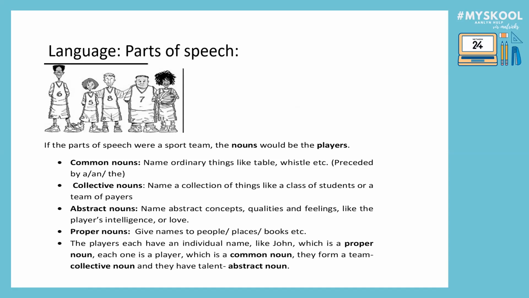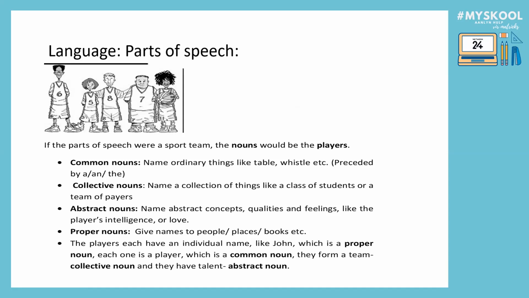Collective nouns name a collection of things, like a class of students or a team of players. Like a school of fish, a class of students. And they are always singular. The concord is singular, unless they are fighting. Like, for example, the class are debating the subject, because then you have 2 sides of the class.